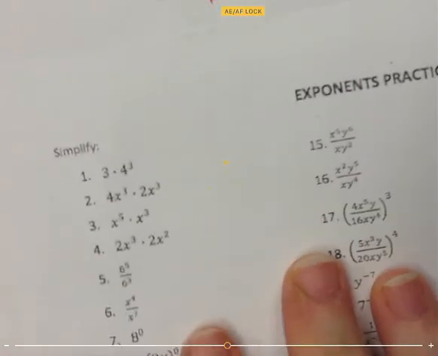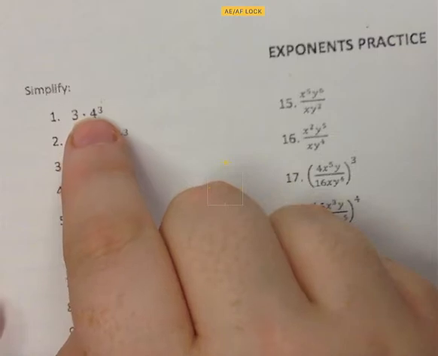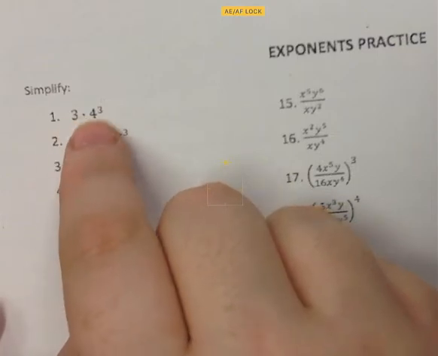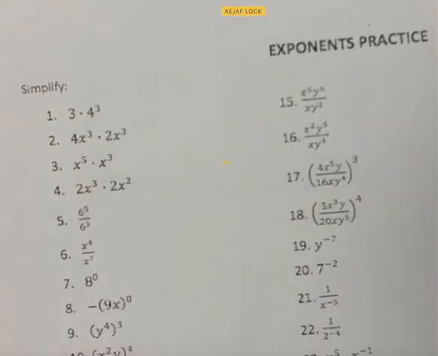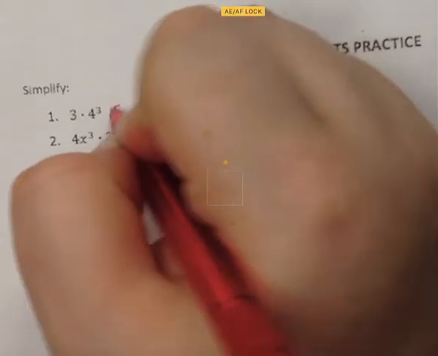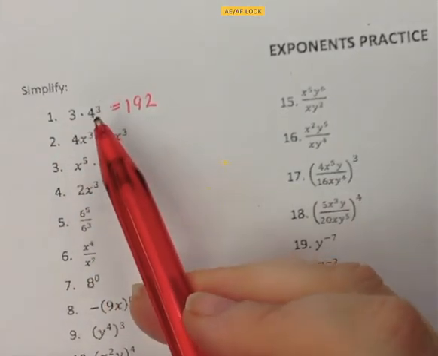So the first example is, we're just simplifying. This is 3 times 4 to the third power. Now, since these are all just numbers, you can actually just plug these into your calculator because there's no variables. 3 times 4 to the third. 4 to the third power is actually 64. And then we multiply it by 3, and you get 192. So this is equal to 192. There's nothing that you actually have to show for that, because those are just numbers. You can plug those in your calculator.